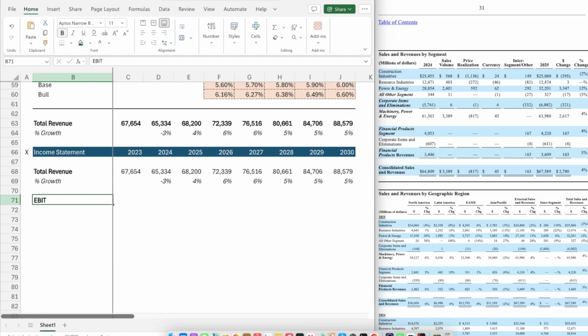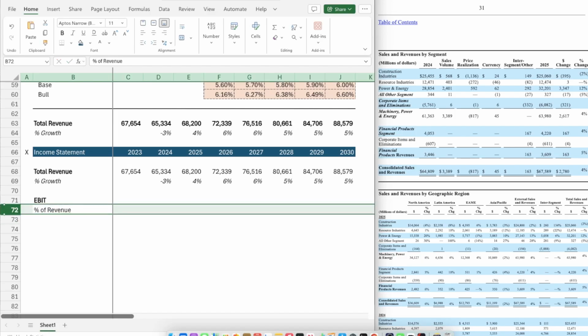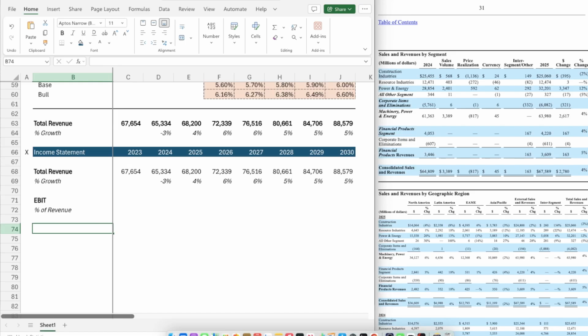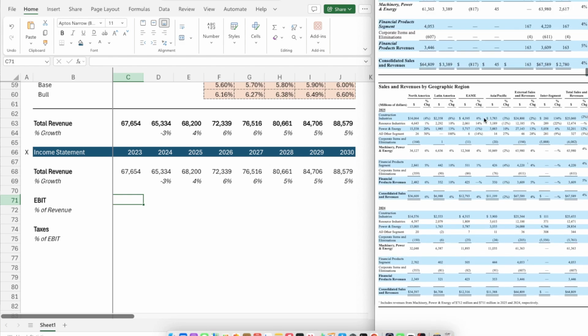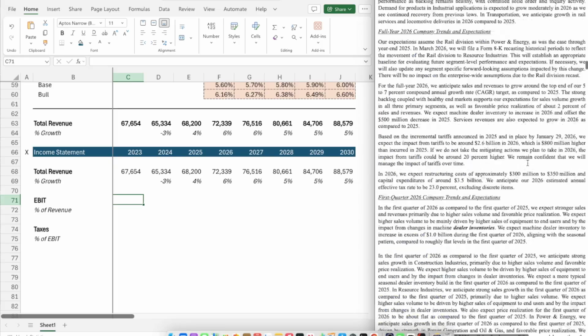Now we go on to the EBIT. I want to know what this is as a percentage of revenue. After that, other taxes. Okay, we need to remember this page when we're doing the WACC to understand the breakdown of revenue, as in where they are by region.